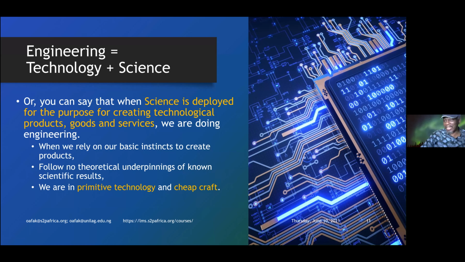It will take you learning basic algebra. You will need to have a lot of math to even begin to understand what's going on here. That is modern engineering. Those are the results of modern engineering. They are not things you can just get by your natural instinct. So when we rely on our basic instincts to create products, and we follow no theoretical underpinnings of known scientific results, we are in primitive technology or cheap craft. We are not doing engineering.